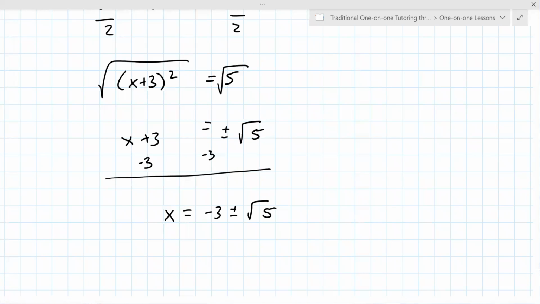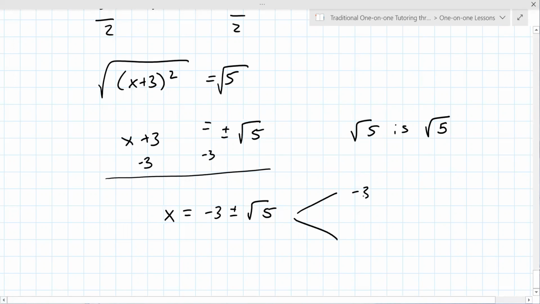And then that would give you minus 3 plus the square root of 5, and minus 3 minus the square root of 5. I have to write it with the square root, because there is no reduction to this.